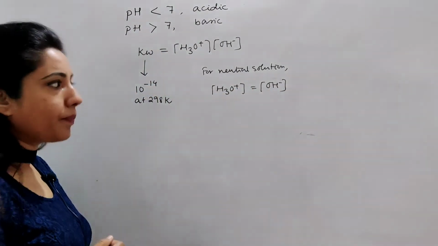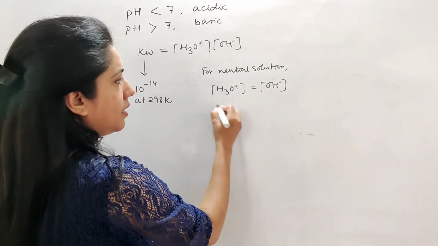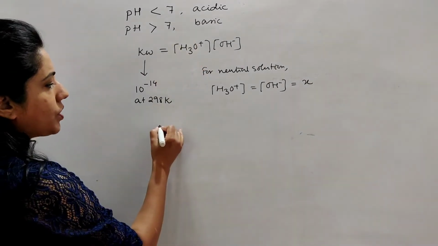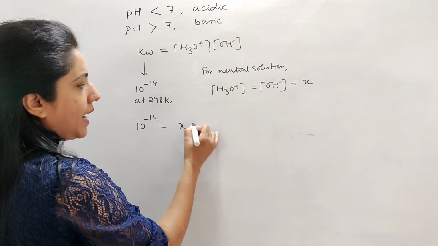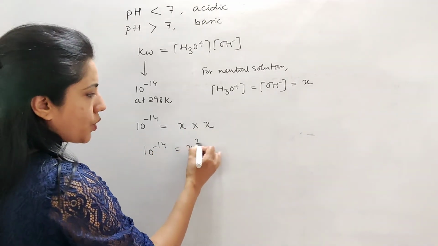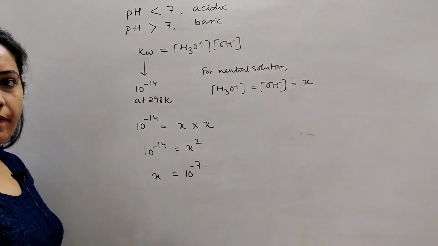This also we have seen earlier, right? So if that is so, we consider that the concentration of both of them is X. Put it here in the equation, it will be Kw, that is 10 raised to power minus 14 is X into X, that is 10 raised to power minus 14 is X square. So the value of X comes 10 raised to power minus 7.